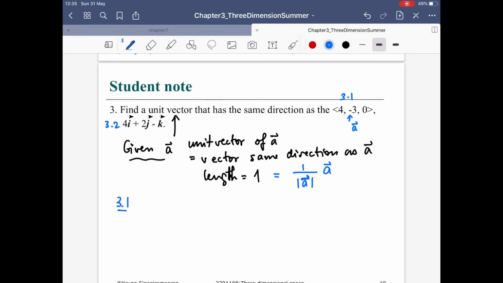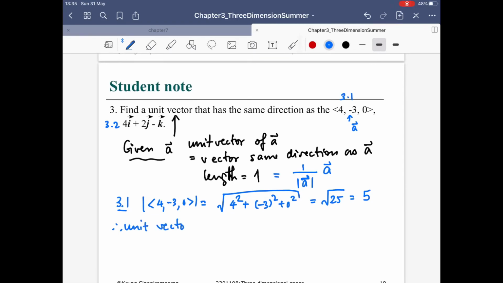So the 3.1, the length of your A is simply a square root, don't forget the square root, of each component squared. So you got 16 and 9, which is the square root of 25, or simply 5. So a unit vector of this one is simply 1 over 5 times (4, negative 3, 0). Or sometimes you may write it as 4 over 5, negative 3 over 5, and 0. It doesn't matter.